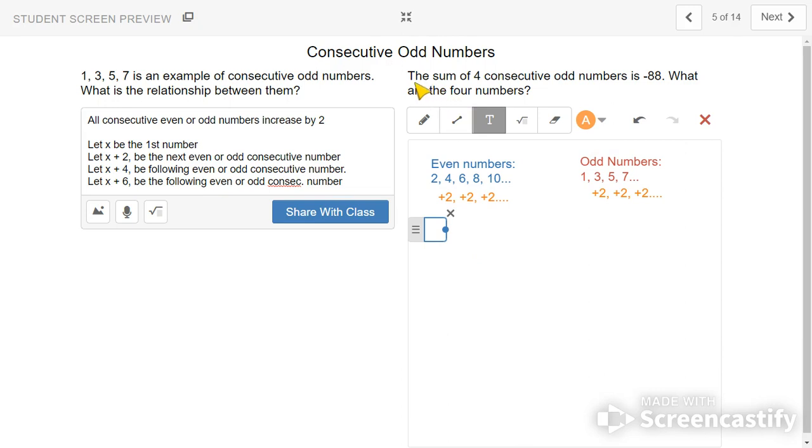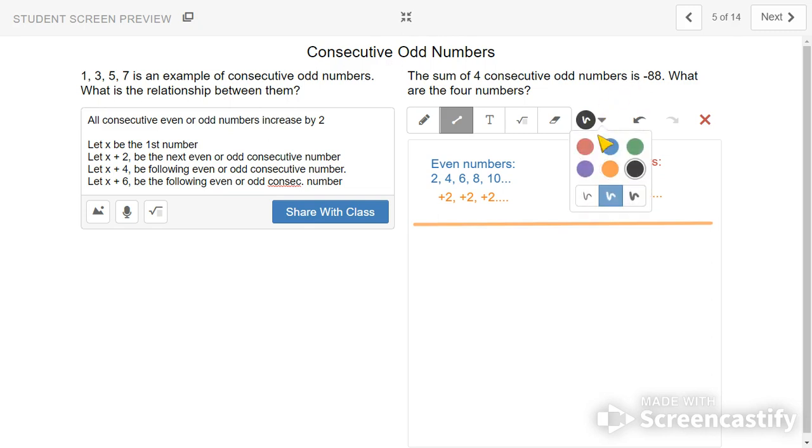In this case, it's asking us for the sum of 4 consecutive odd numbers. It's going to add to negative 88. What are the 4 numbers? Well, we've already determined here that the first number has to be x. The second number will be x plus 2. Third number will be x plus 4. And the fourth one will be x plus 6.